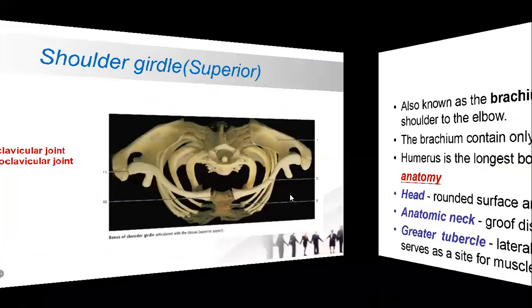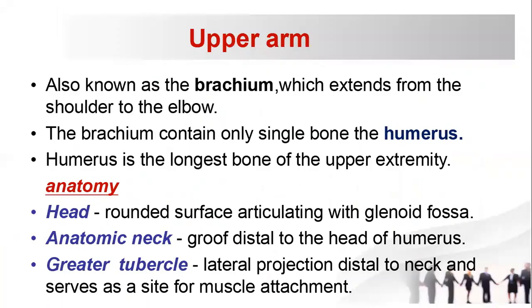Moving to the bones of the upper arm, the upper arm is also known as the brachium, which extends from the shoulder to the elbow. The brachium contains only a single bone, which is the humerus. So the bone that extends from the shoulder to the elbow is known as the humerus.